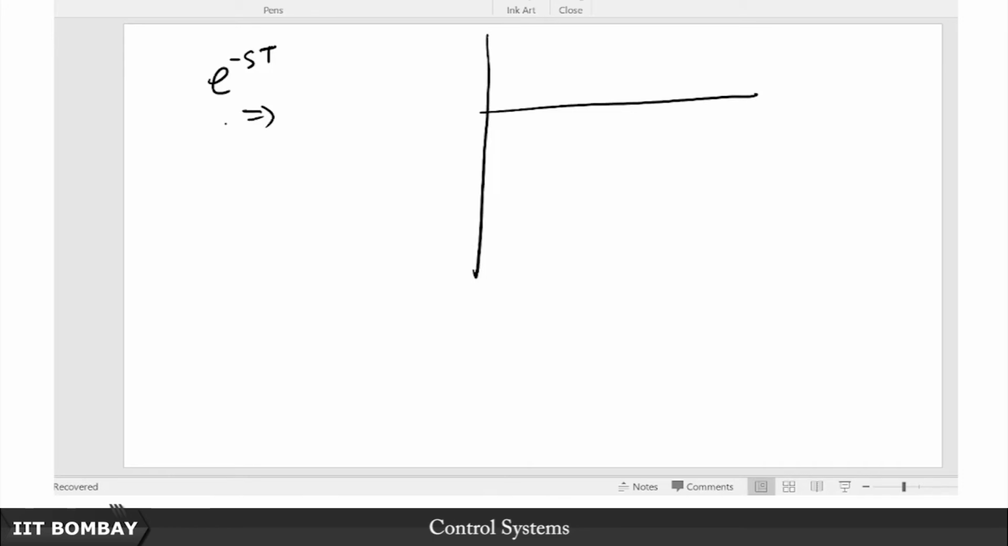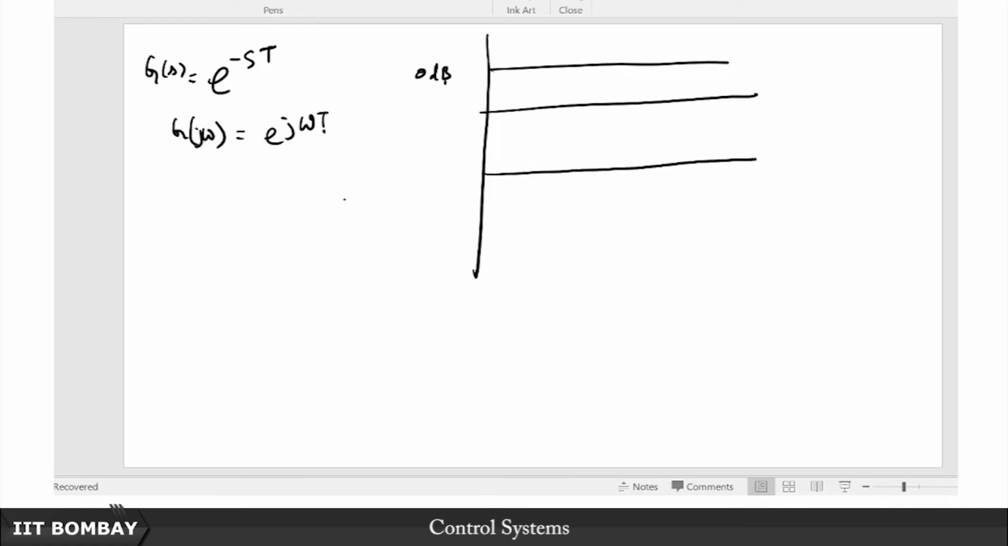So this is your g of s, say, then g of j omega is going to be e to the j omega t. In that case, what is the magnitude of this? The magnitude is nothing but 0 dB, constant. This is cos omega t plus j sin omega t, so cos squared plus sin squared is 1. So it's 0 dB. But the phase plot of this is basically nothing but phi of omega equal to minus omega t. So it's a straight line.